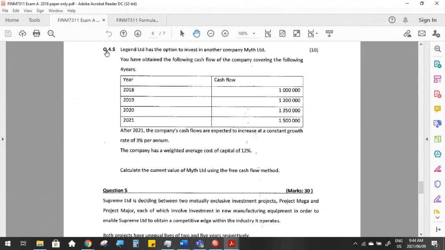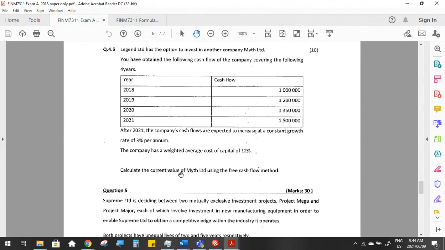So question 4.5 for 10 marks. You've obtained the following cash flow of the company covering the following 4 years. So we've got 4 years worth of cash flow. And then after 2021, the company's cash flows are expected to increase at a constant growth rate of 3% per annum. And the company has got a weighted average cost of capital, WACC, of 12%. Calculate the current value of MIF Limited using the free cash flow method.